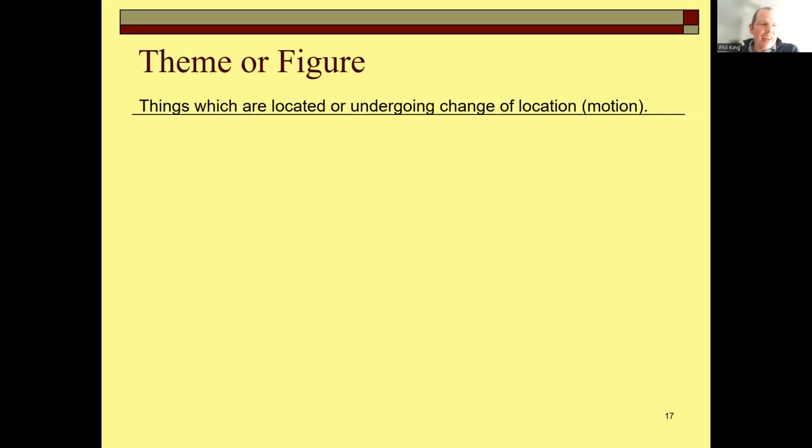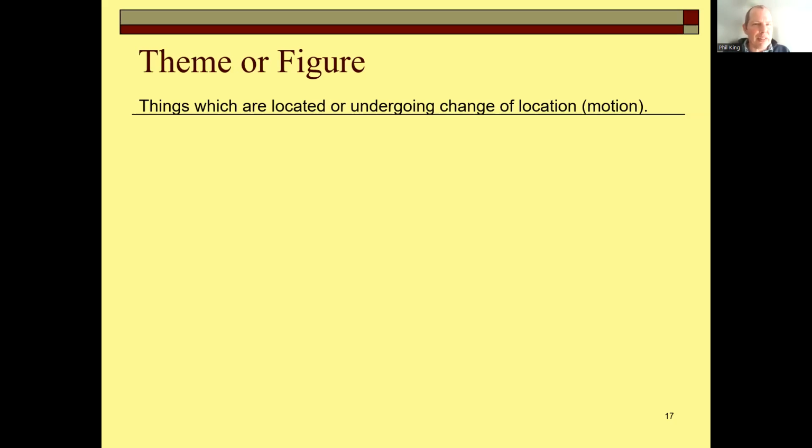So what are the things that are perhaps being given to a recipient? These are typically themes, or sometimes called figures. Themes are things which are located or undergo a change of location. So compare that with a patient, which we heard about a few minutes ago. A patient is something that is in a state or undergoes a change of state, like somebody being tall, somebody becoming ill, somebody being shot. Whereas here we have themes which are located or undergo a change of location.